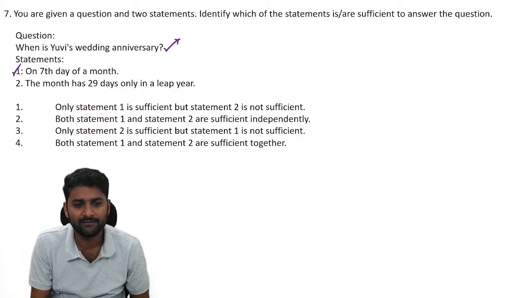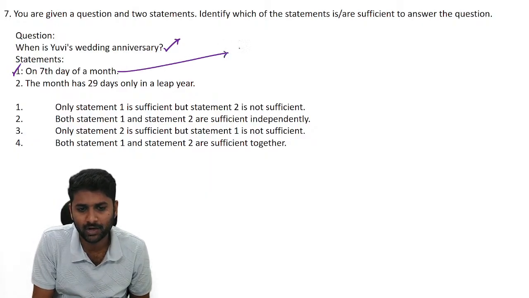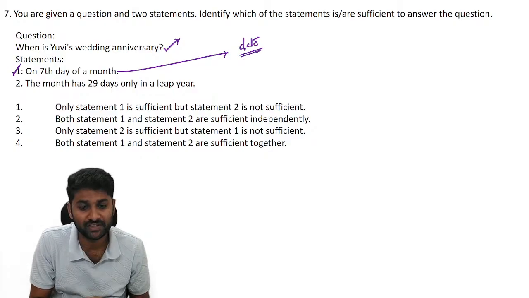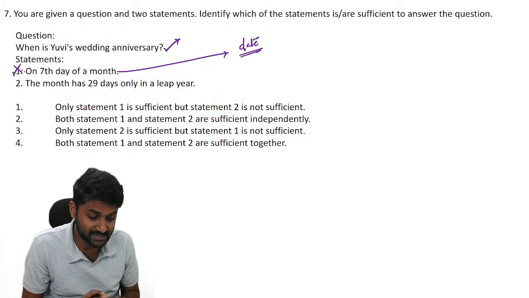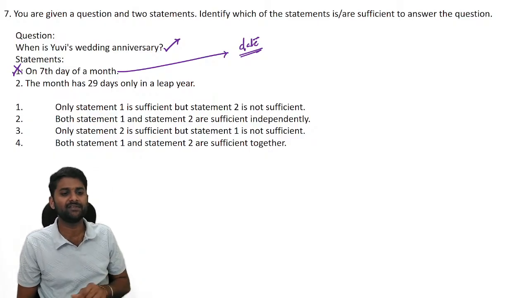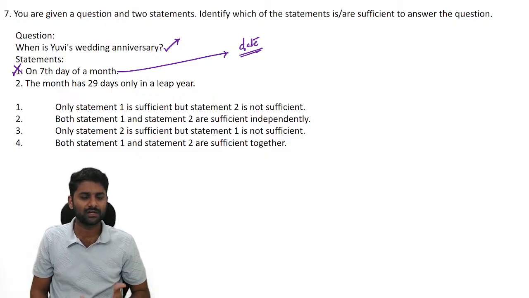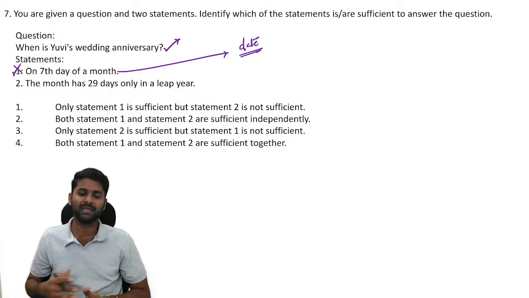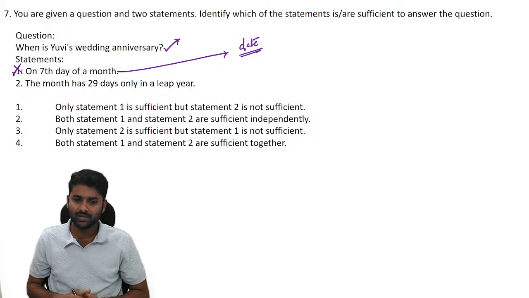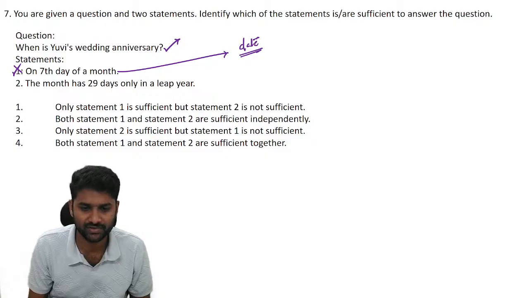See, in information number 1, they are talking about the date. We are not sure which month it is. That's why statement 1 is not at all sufficient. We get the date information from statement number 1, but we don't know the month; it can be January, it can be February, it can be any one of the 12 months.